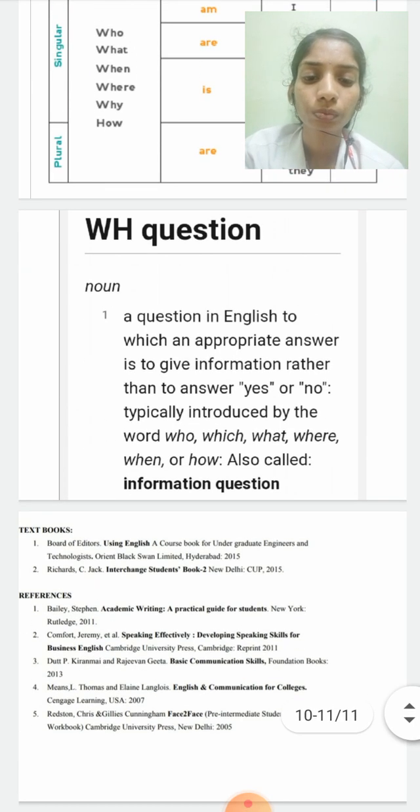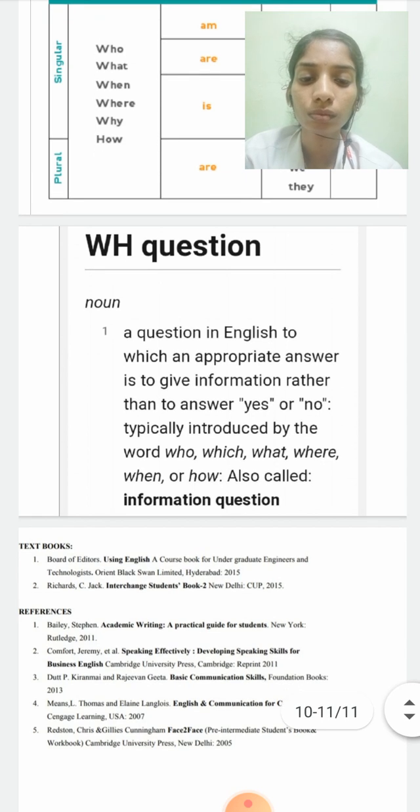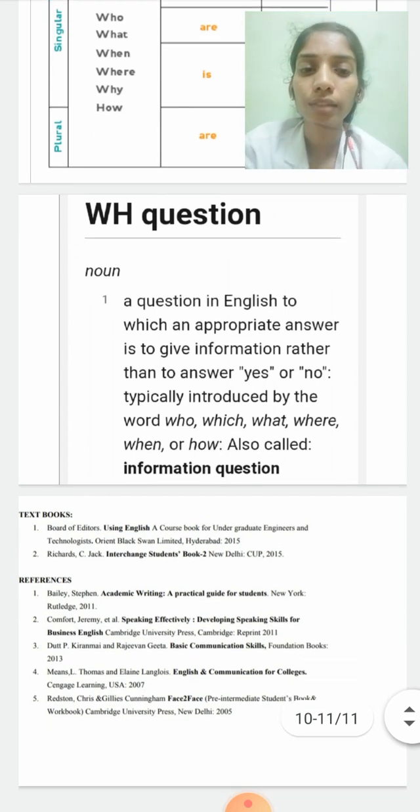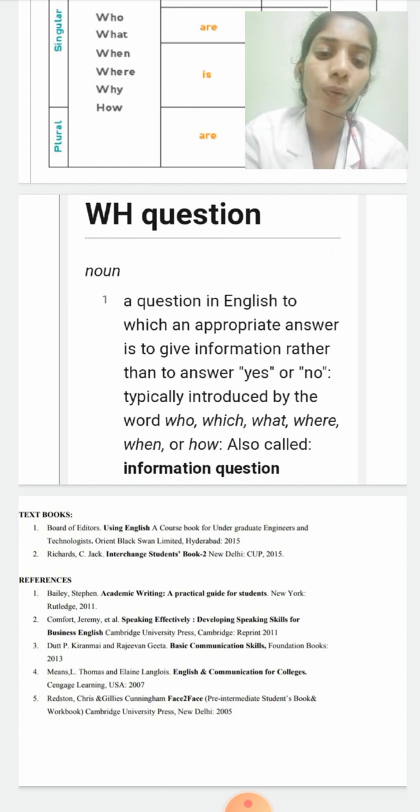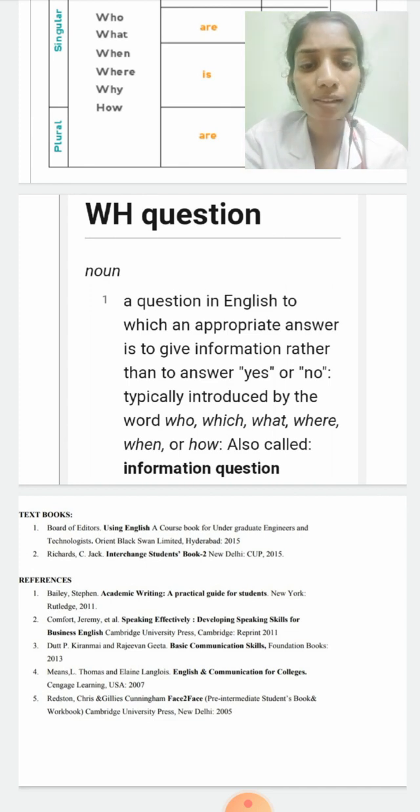You know that WH questions are asked rather than yes or no questions, and they are answered with good information. So we can get information from people, whatever you want to ask them, by asking questions like that only. After asking the questions, you can get the answers you actually want.